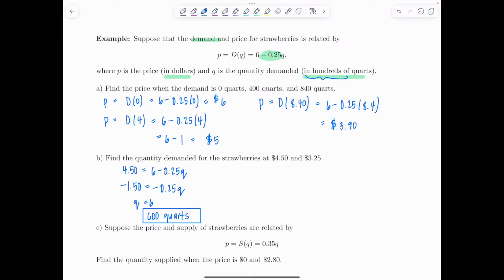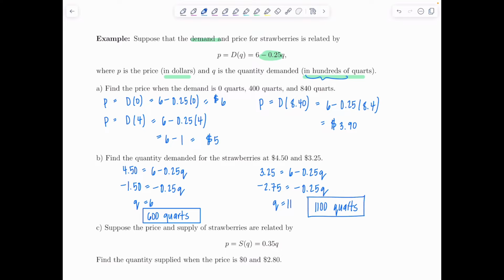Okay, let's repeat for $3.25. Why don't you pause the video, try it on your own. I hope you paused it. Make sure you can do it without me, you know. I won't be there when you take your test, sadly. Okay. So 3.25 equals 6 minus 0.25 Q. Subtract the 6 over. 3.25 minus 6. You should have negative 2.75 equals negative 0.25 Q. And Q equals 11. But remember, when we report our answer, we say 1,100 quarts.